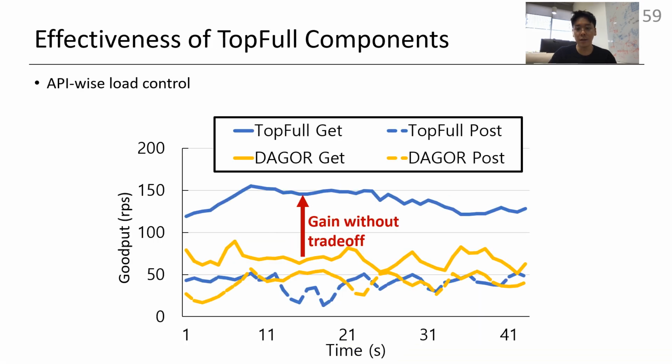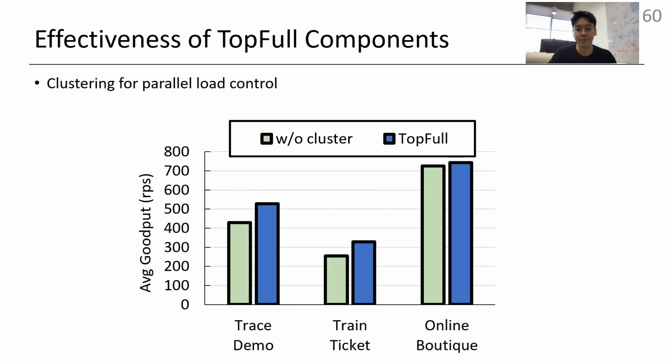Now we examine the effectiveness of TopFull's three components one by one. This result shows the explicit gain of our API-wise load control. As we showed in previous examples with post-checkout and get product APIs, TopFull is capable of serving the same rate of post-checkout API as Dagor, while it serves more get product API without any trade-off.